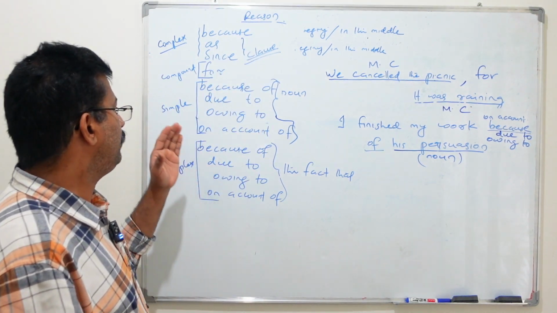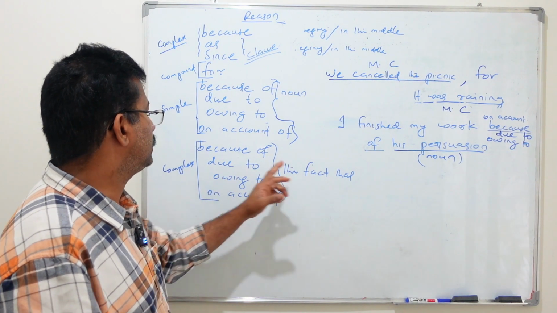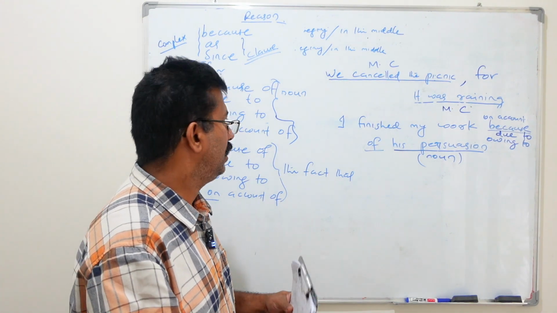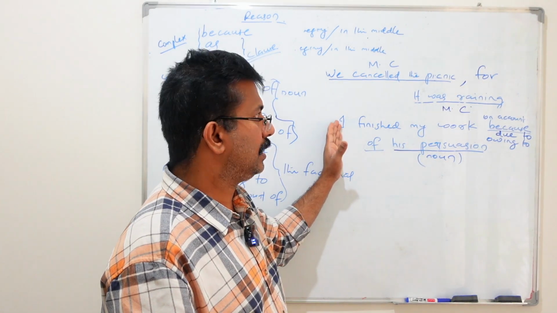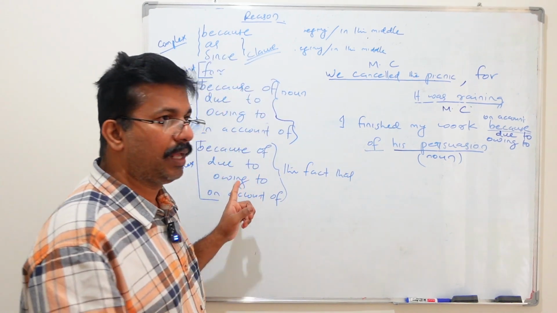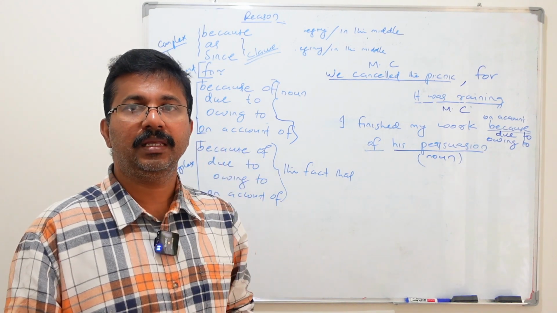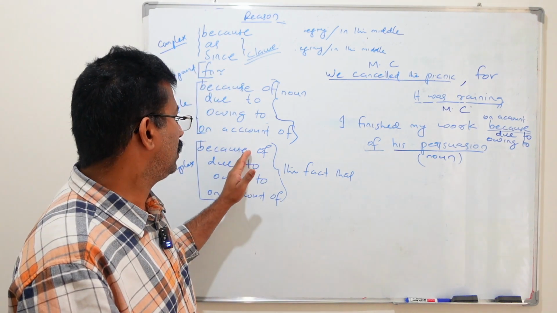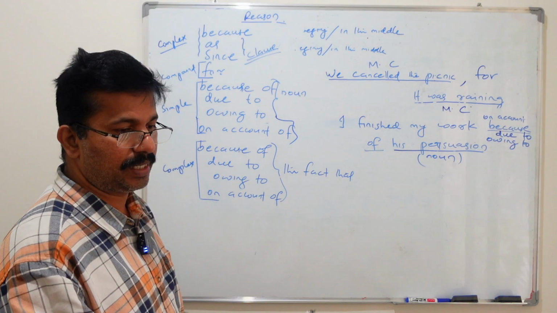Now, how shall we use because of the fact that, due to the fact that, owing to the fact that, and on account of the fact that in a sentence? It is so simple. You can use these four expressions in the middle or at the beginning. You can use them the same way you used because, as, and since. How did you use because, as, and since? In the same way you can use because of the fact that, due to the fact that, owing to the fact that, and on account of the fact that.